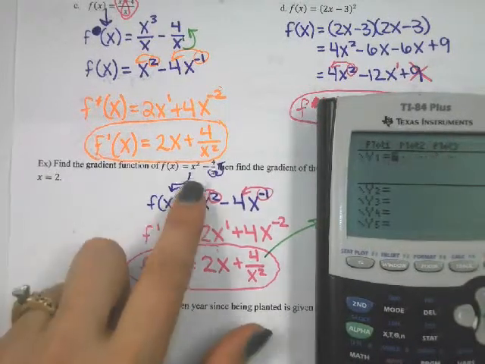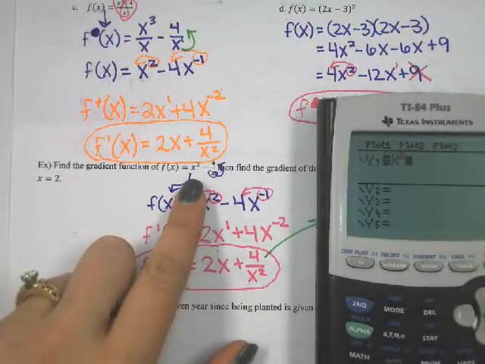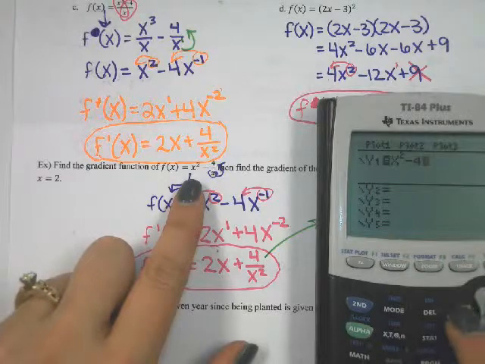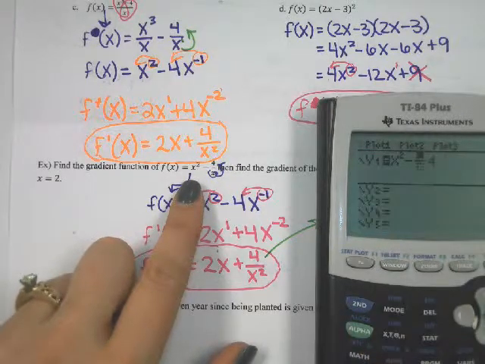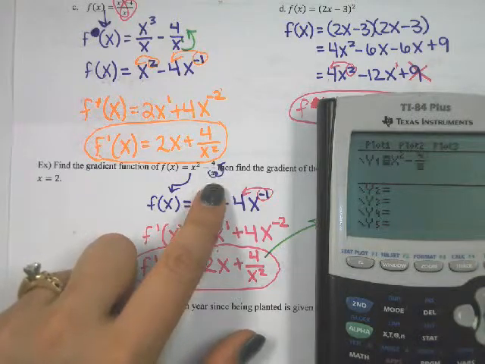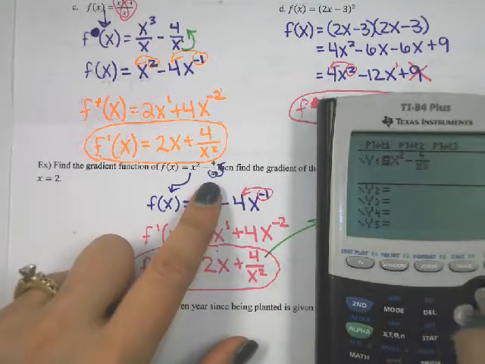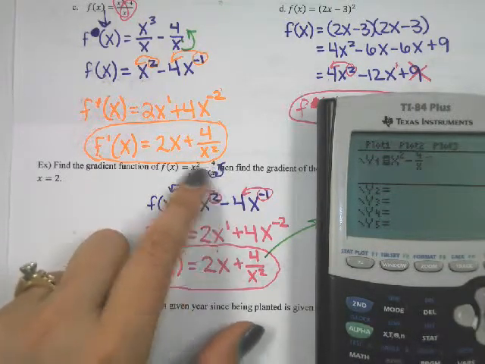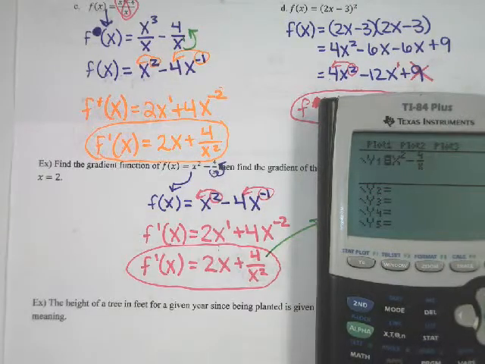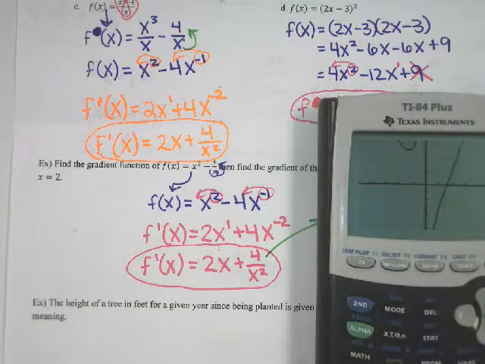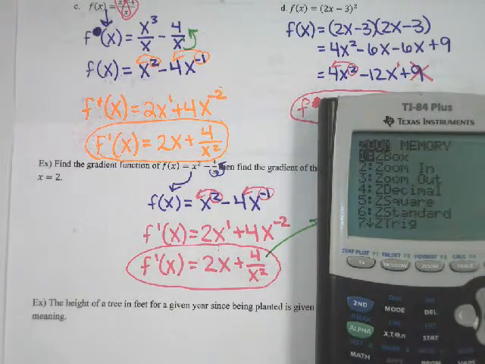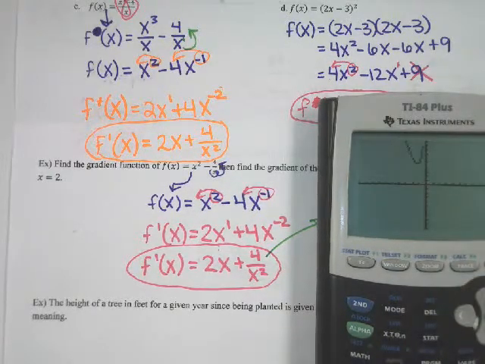Graphing calculator check. I'm going to type in this function, x squared minus 4 over x. You can just do the original. You don't have to rewrite it over x like this. Okay, that's this original function. If I graph it, see what it looks like on a 10 by 10 here.